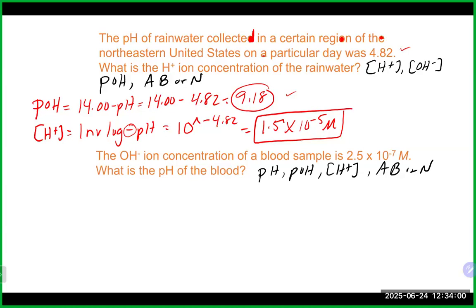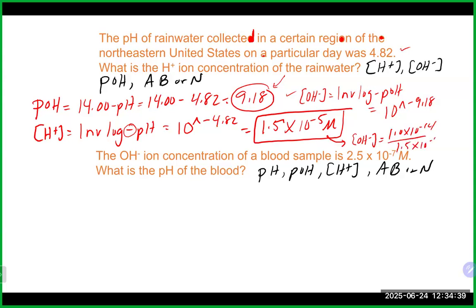Now that I do have the H plus, I still have really two options as to how I could get to the OH minus. I could definitely use KW like we did previously and do 1 times 10 to the minus 14 divided by the H plus. I could also do, since I do have the pOH, the same calculation to get to the OH minus. So I'll do that one the same way. So the OH minus will equal the inverse log of the minus pOH. That's going to give me a 10 and a caret minus 9.18. Alternatively, you could have done the OH minus is equal to 1 times 10 to the minus 14 divided by 1.5 times 10 to the minus 5.